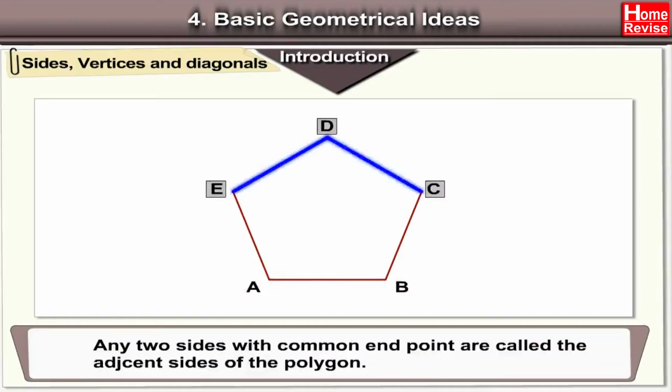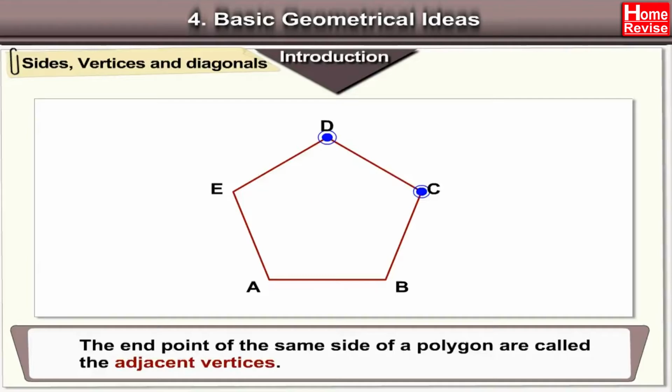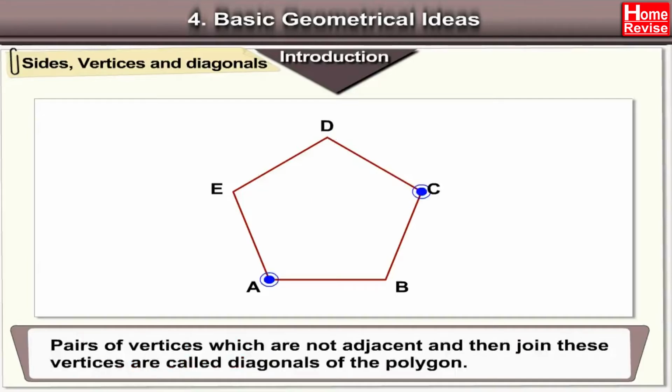Any two sides with a common endpoint are called adjacent sides of the polygon. The endpoints of the same side of the polygon are called adjacent vertices. A pair of vertices which are not adjacent, once you join these vertices, are called diagonals of the polygon.